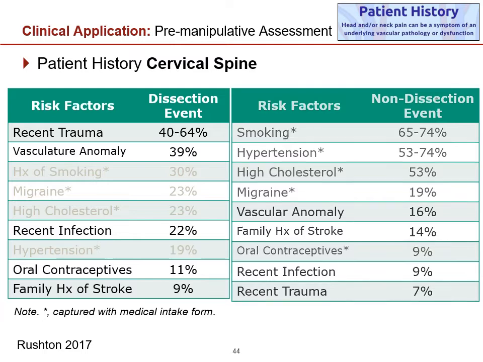a little bit higher in the non-dissection events at 14%. And if we do the same for the subsequent table, again, you can see there's a lot of overlap with the vascular anomalies and then the recent infection and trauma. So again, with just 3 or 4 additional questions, you can really rule out each of these different risk factors, in addition to the medical intake form.